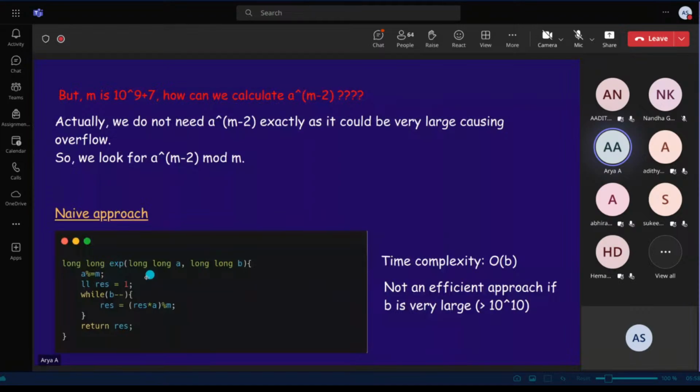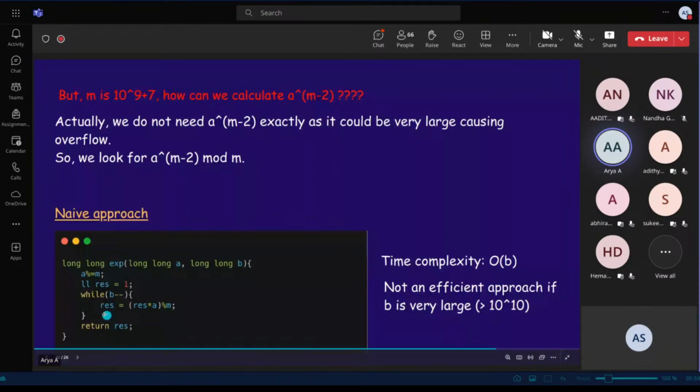This part, I'm just taking a modulo m so that everything is within m, and then I'm creating a variable called result. I'm starting it with 1 and I'm using a for loop, and every time I'm multiplying result with a and taking a modulo of m at every stage, just to avoid overflow in any stage of the multiplication. Now all the stages I want to be within m, and finally I'm returning this result.